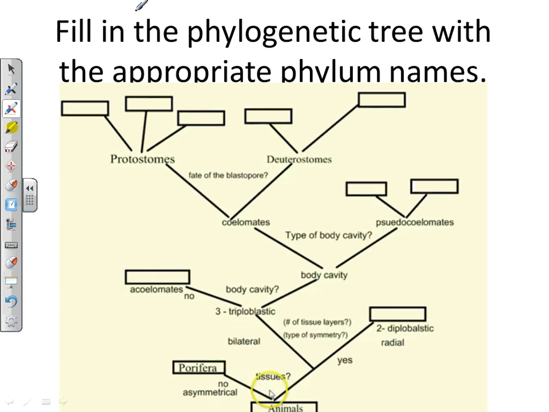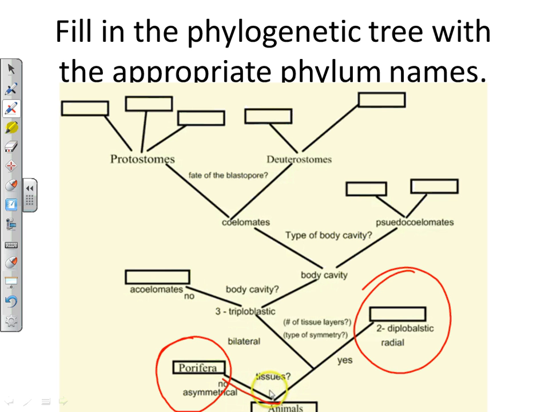Down here at the simplest animals in our phylogenetic tree, we've got a Y here. If they do not have tissues, we're going left in this phylogenetic tree to our most simple group of animals, porifera. Phylum porifera, those are the sponges. If they do have tissues, going over here to the right. If they have tissues and have radial symmetry, we're at that group right there. Anybody know what that group was?